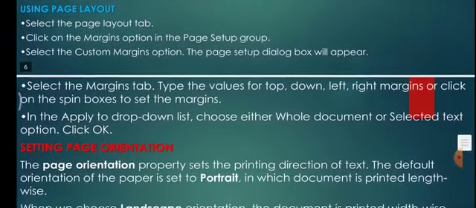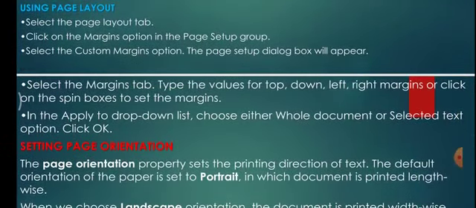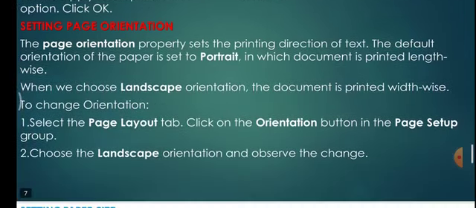Second is using Page Layout. Select the Page Layout tab. Click on the Margins option in the Page Setup group. Select the Custom Margins option. The Page Setup dialog box will appear. Select the Margins tab. Type the values for top, bottom, left, right margins or click on the spin boxes to set the margins. In the Apply to drop-down list, choose either the Whole document or Selected text option. Click OK.